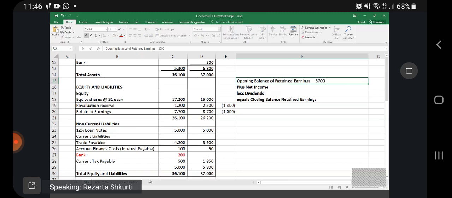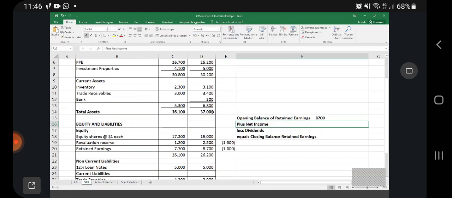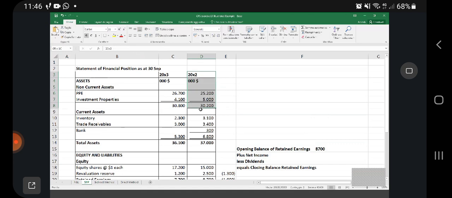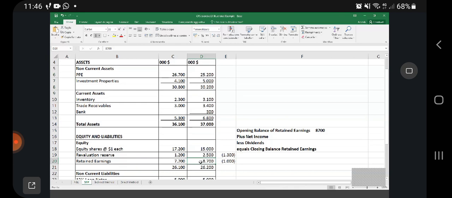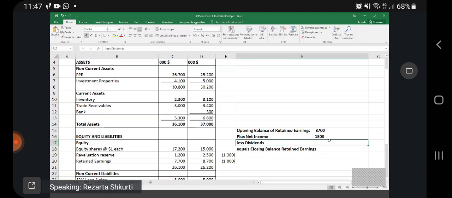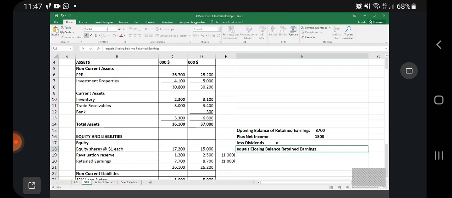Over here. You will always find the earliest year as the farthest column in the financial statements. So the opening balance is 8,700. What was the net income? It was 1,800. Okay. Yes. Thank you. 1,800 less dividends. Well, X, I don't know how much the dividends are, but I can calculate. The closing balance is 7,700. How much dividend did I pay?